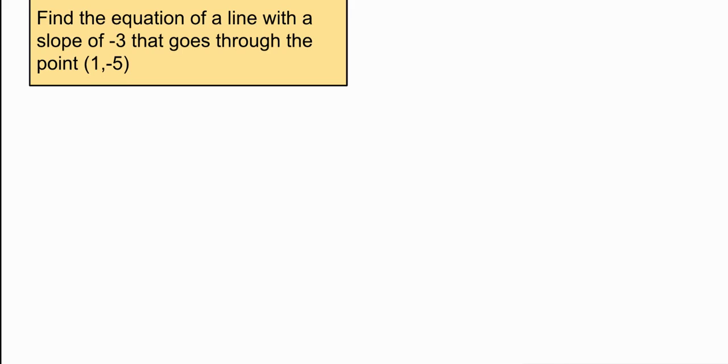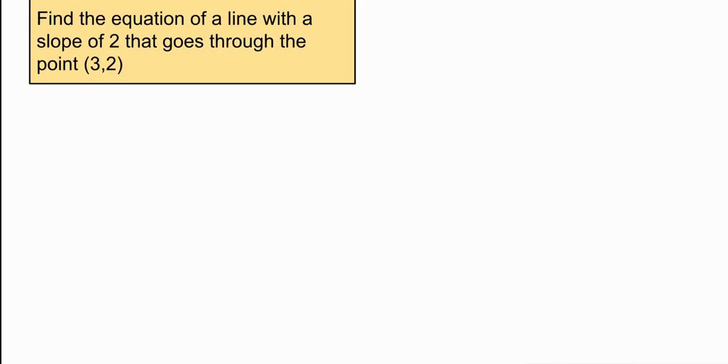Okay, let's take a look at the practice problem. Find the equation for a line with a slope of 2 that goes through the point (3, 2). Go ahead and try to solve that problem using the same method that we just used. And then you can pause the video right now and come back and take a look at the answer when you're done.